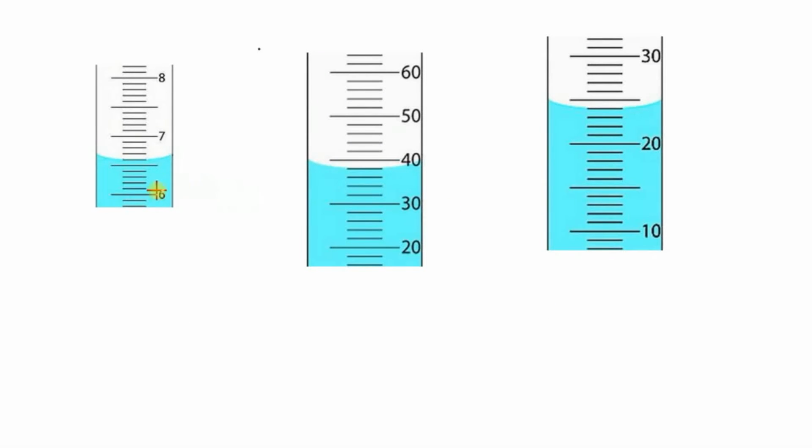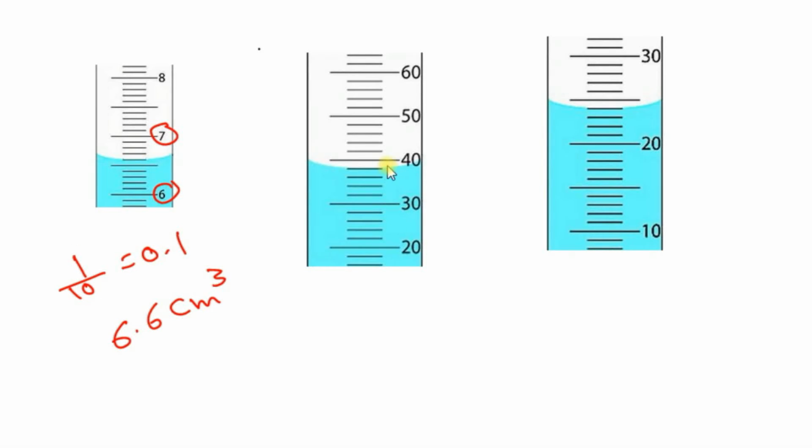Here we have 3 samples of readings on measuring cylinders. Here the reading is 6, here is 7, so the difference is 1, and we have 10 divisions. This means that each division is 0.1. So the reading here is 6, 0.1, 0.2, 0.3, 0.4, 0.5, 0.6. So the reading is 6.6 cubic centimeters.